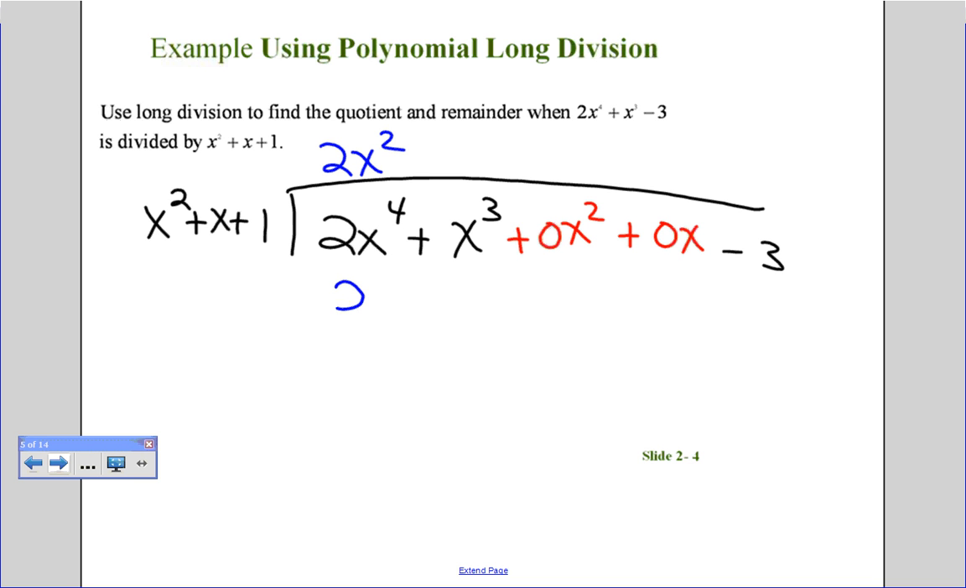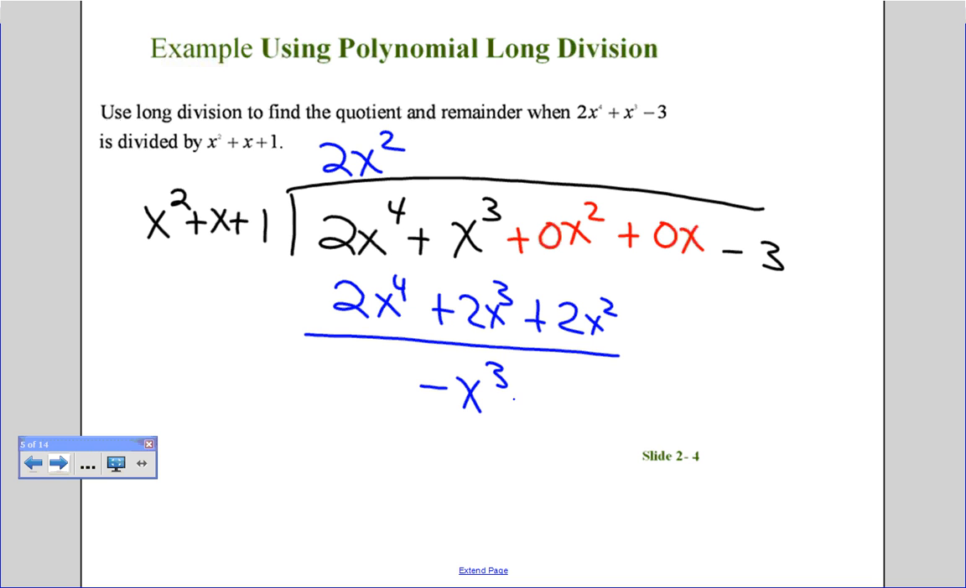I multiply, and I get 2x to the 4th plus 2x cubed plus 2x squared. I subtract. Goes away. I get minus x cubed minus 2x squared. Bring down the 0x. Next time, x squared goes into x cubed minus x times because of the minus 1. We get minus x cubed minus x squared minus x.